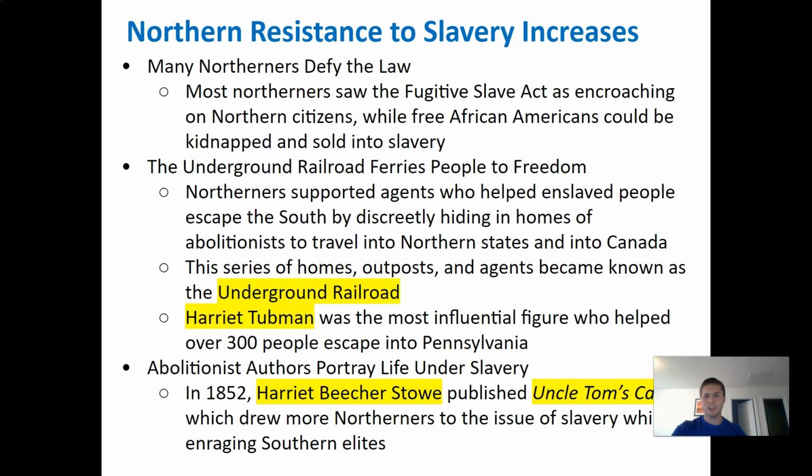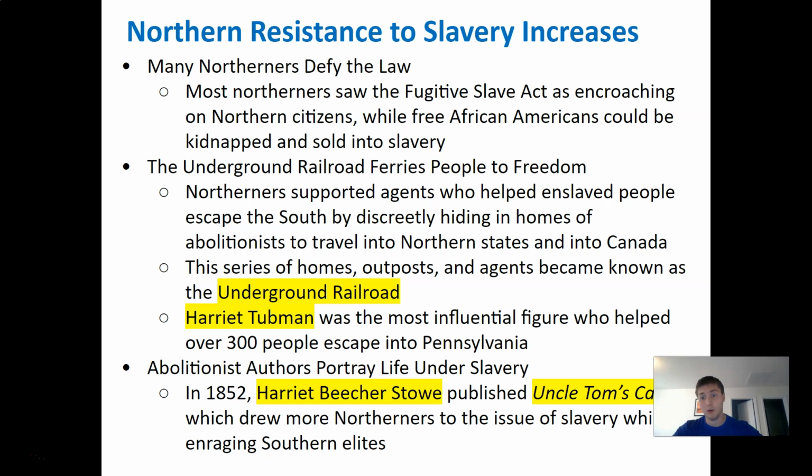But Northerners are going to be like, you can't just do that. That's impeding on our states. So they're going to defy that new Fugitive Slave Act. It's also going to put a lot of African Americans in fear because they could have been free for many years, for many decades. But if only one person swore before a judge that you were a former slave, you could have been put back into the system of slavery, even though you weren't born into it. It just didn't make sense.